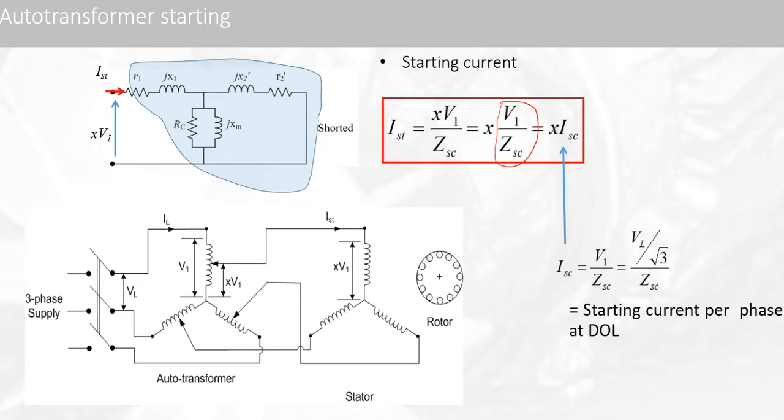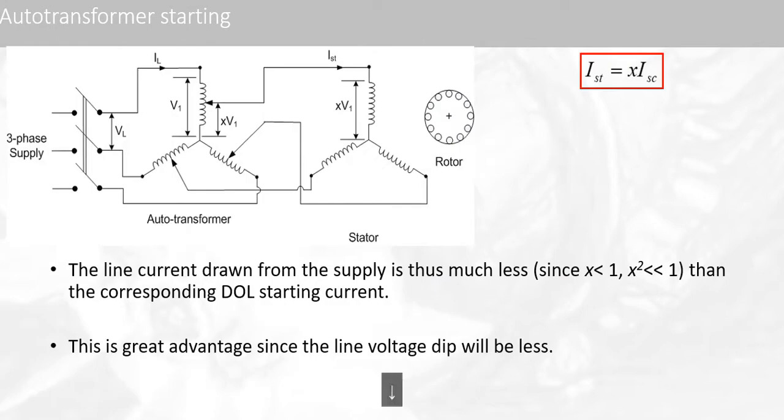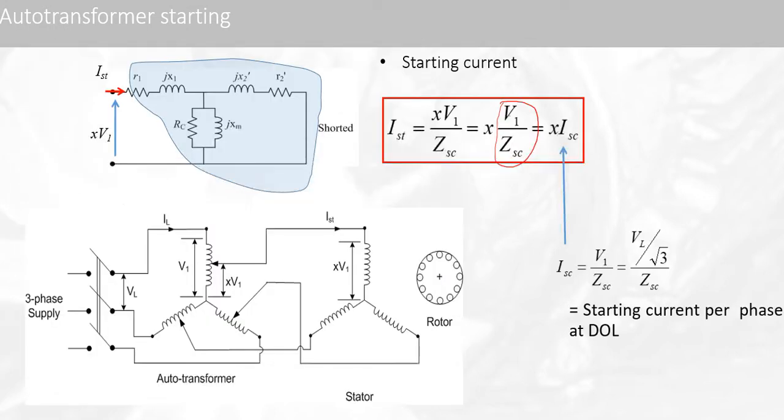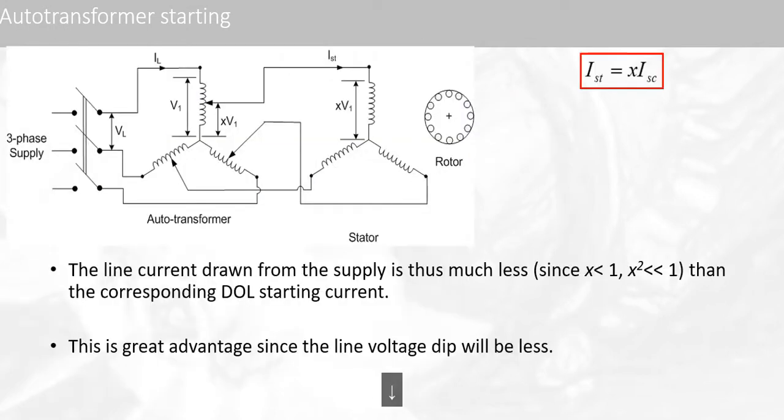Here ISC is equal to V1 divided by ZSC. V1 is nothing but the phase voltage, and we know the value of the line voltage, so the phase voltage is equal to the line voltage divided by root 3. Therefore this is the starting current per phase at DOL starting. Now when we introduce the auto transformer, the starting current is reduced by X per unit.